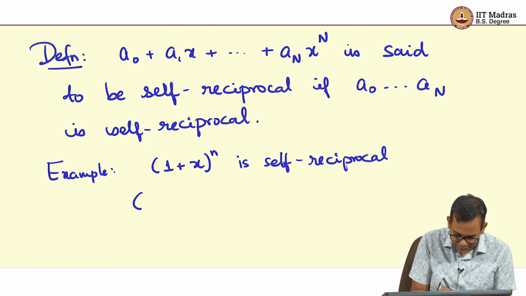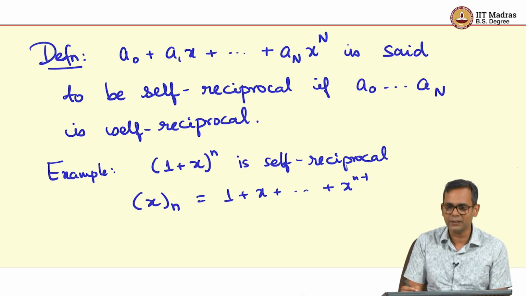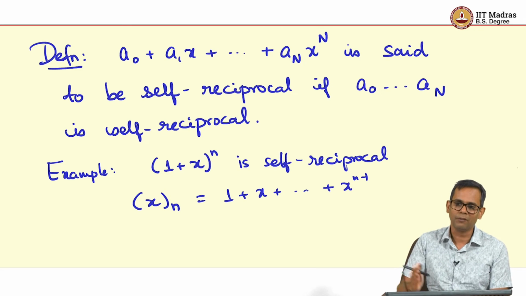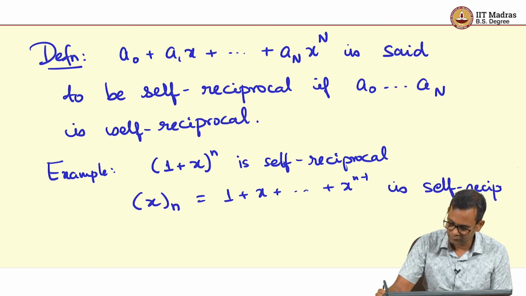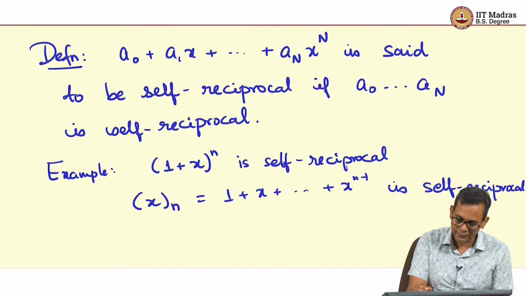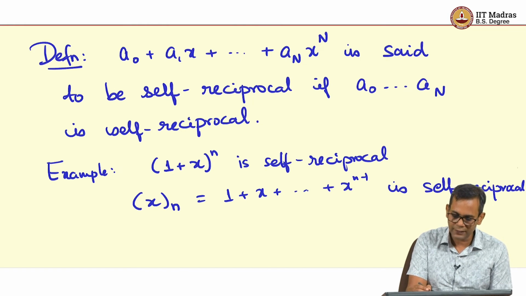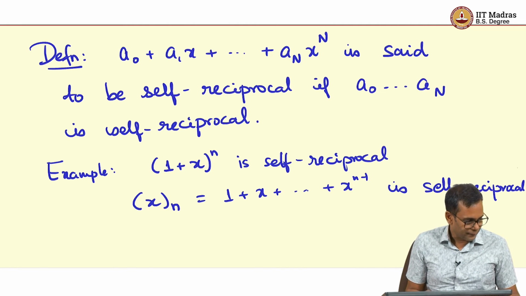But here is a simpler example. This polynomial of ours x subscript n, which is 1 plus x to the power n minus 1. This is obviously self-reciprocal. The sequence is 1 1 1 1 1. Important point here is that this polynomial should have degree exactly n.